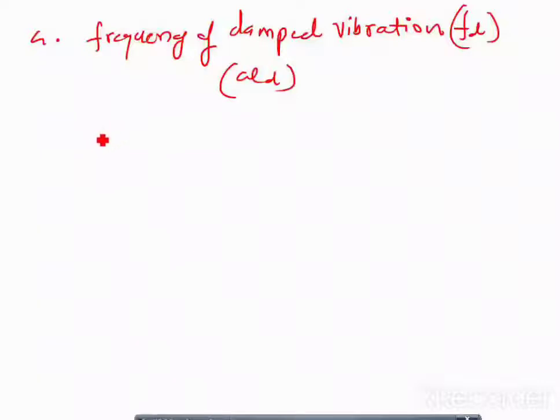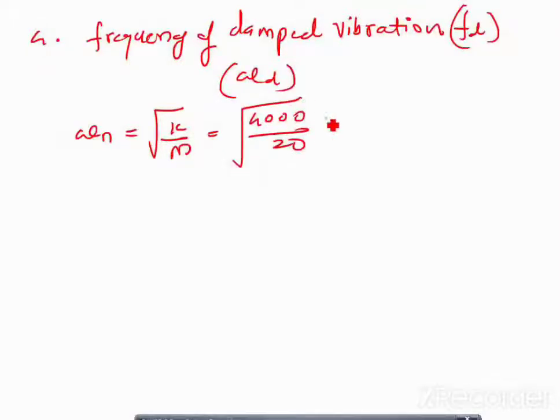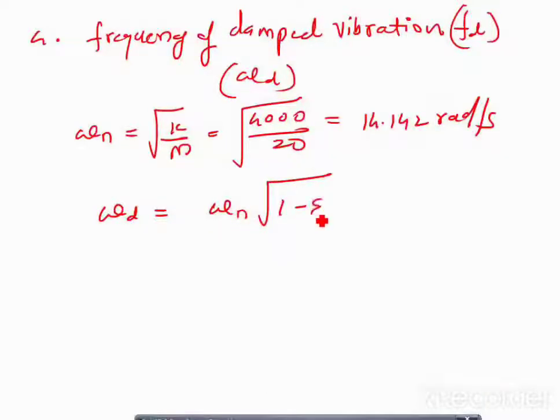Now first of all, to find this, you should find out omega n. Already we have found omega n, square root of k upon m. This is 4,000 divided by 20. So the answer comes 14.142 radian per second. So this omega n I have already found out. So I will get omega d as equal to, what is omega d? Omega n into square root of 1 minus zeta square.